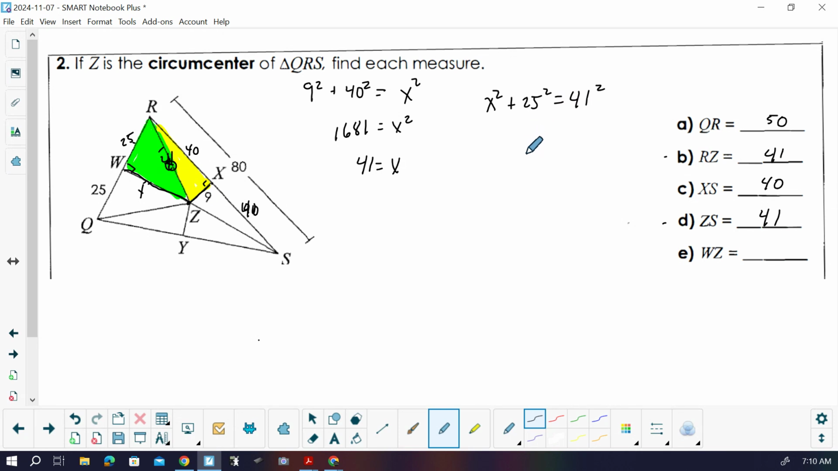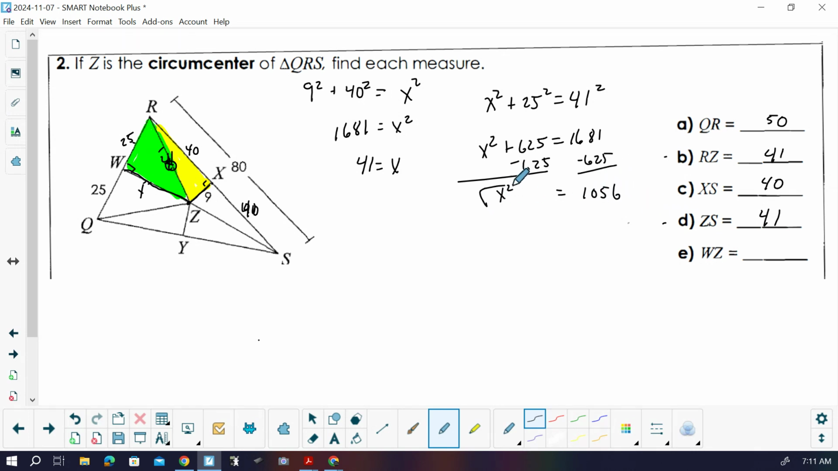So 25 squared is 625, x squared plus 625. 41 squared is 1,681, right? 1,681. Going to subtract this 625 from both sides. And we get x squared equals, and this would be 1,056.